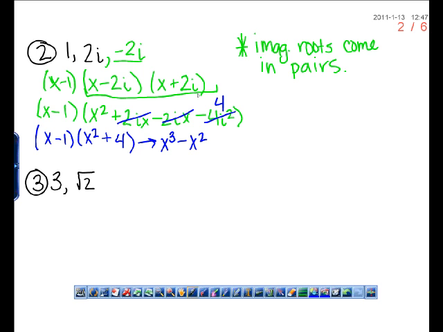X cubed minus x squared plus 4x minus 4. Did you get that? All right, good deal. That is as far as we can go. We have now put a polynomial in standard form that has those roots. Questions?